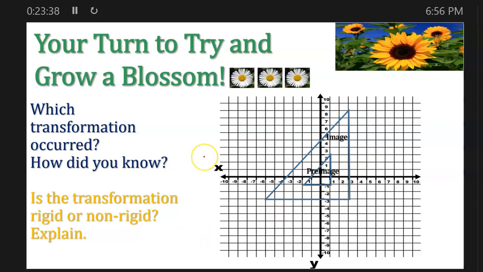Well, this is definitely a dilation. The pre-image was the smaller triangle and the image is the larger triangle. And is the transformation rigid or non-rigid? Well, of course it's non-rigid because the size did change. So this is definitely a dilation, a non-rigid transformation.